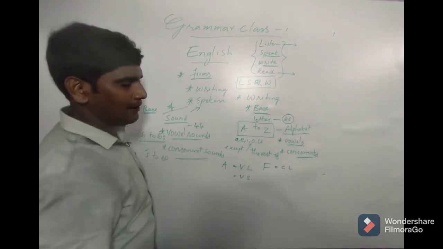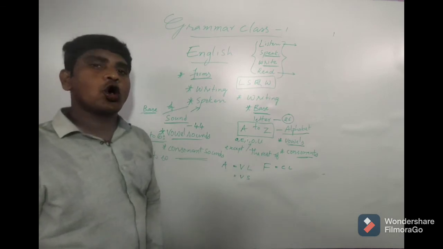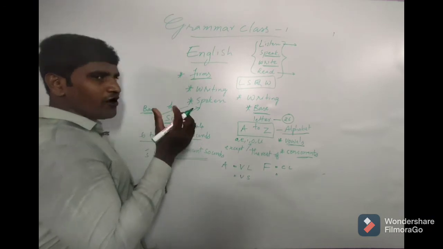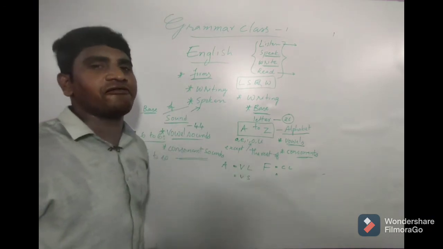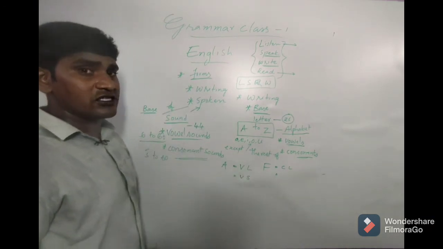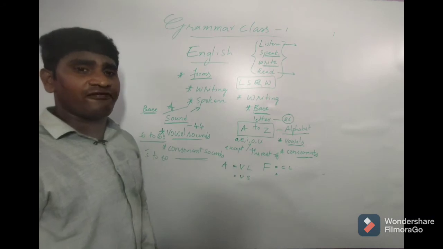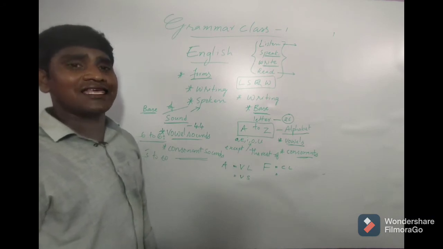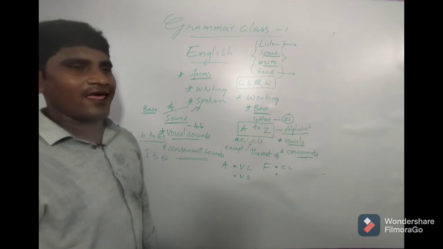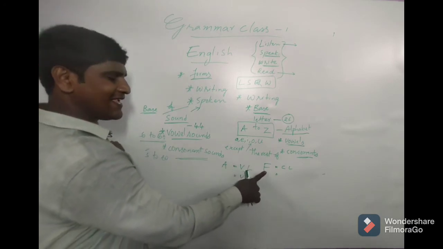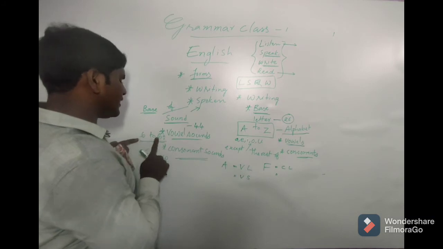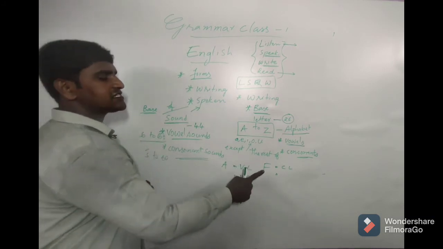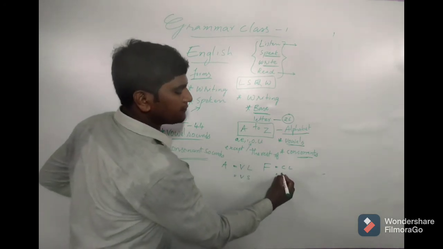I wrote here CL, in the sense of consonant letter. And now let us see, what is the sound of the letter F? In what way are we pronouncing this at the starting? F. Here I'm using A at the starting. As I'm using A, this sound is in between A to AHA. So therefore, the sound of F is a vowel sound.